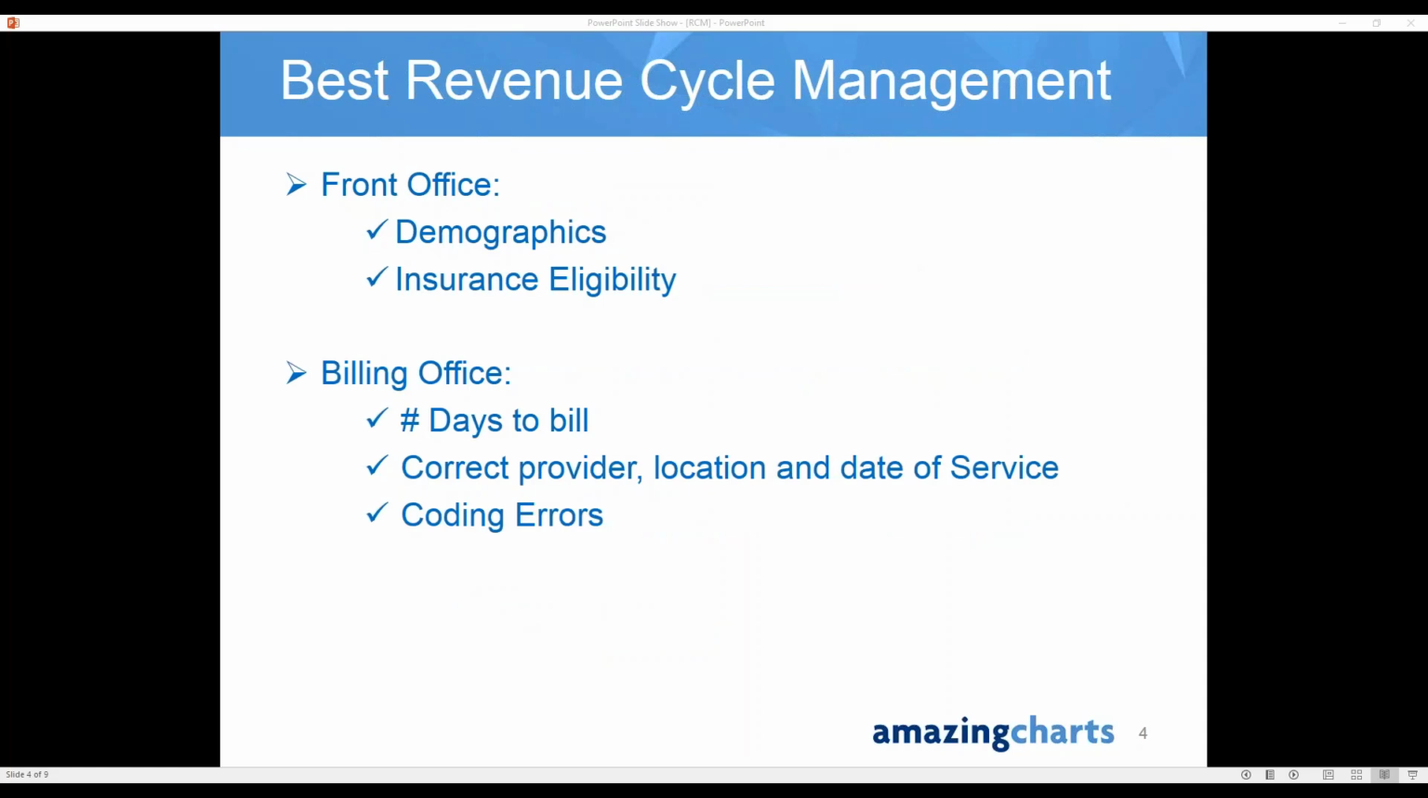And typically, the errors you're going to see at the front office are going to be demographic-related errors and insurance eligibility. So, making sure that the patient's name is spelled correctly so that when the payer is adjudicating the claim, they have the name correctly on file. Also making sure you have the right date of birth, social for the patient.